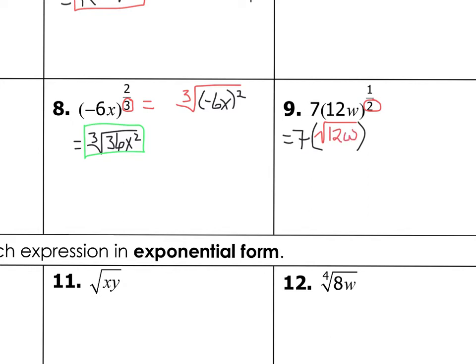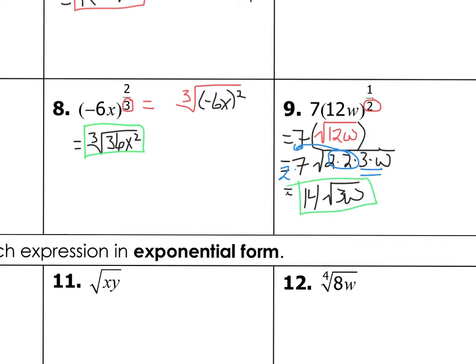Then we need to simplify the 12. So remember, 12 is 4 times 3. So I'm going to prime factor my 12. And so my 4 becomes 2 and 2 times 3, and then times that w. So I can take out one group of 2s out in front, so there'll be a 2 that gets multiplied to that 7, and then the 3 and the w are going to be left underneath. So 2 times 7 is 14, square root of 3 times w. Good job.